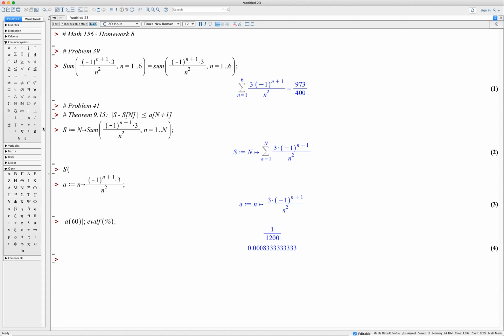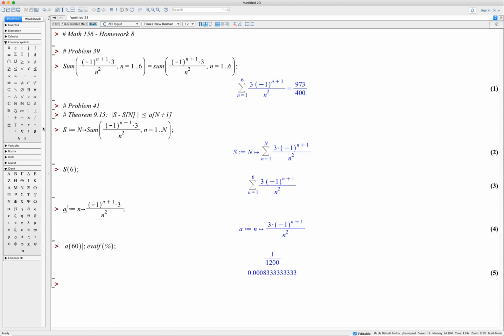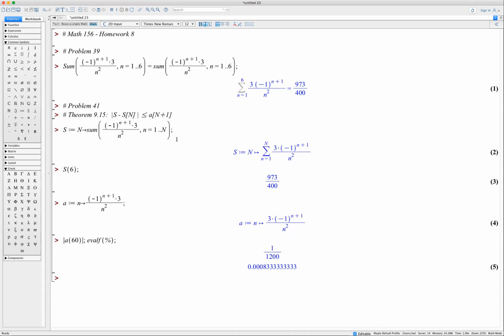S of 6, let me make this a lowercase s. So this is giving us the first 6 terms of the series. That's exactly what we got in problem 39, right? Oh, I'm sorry, I didn't change the series. So I really want (-1)^n over n factorial.